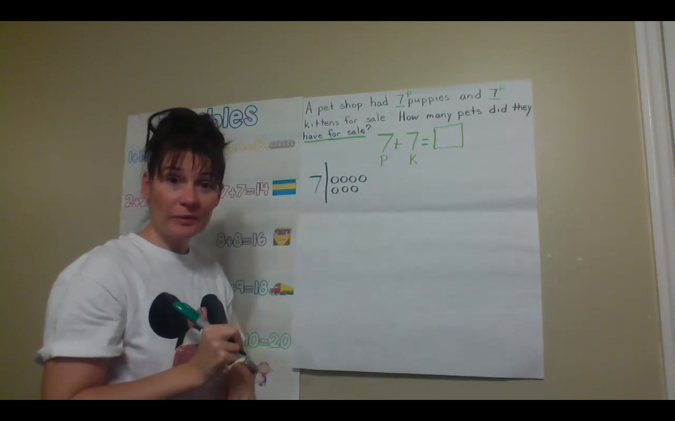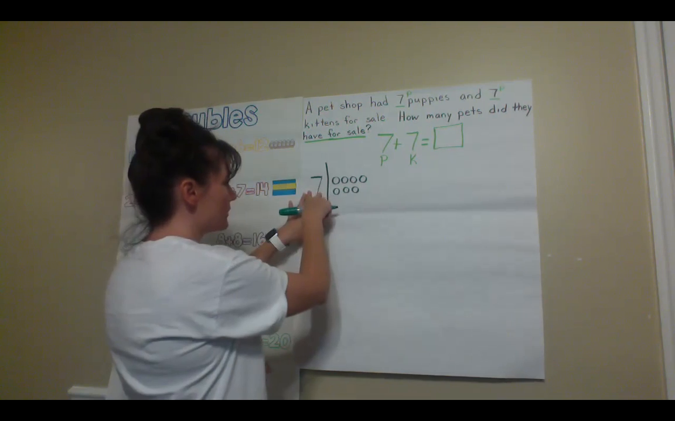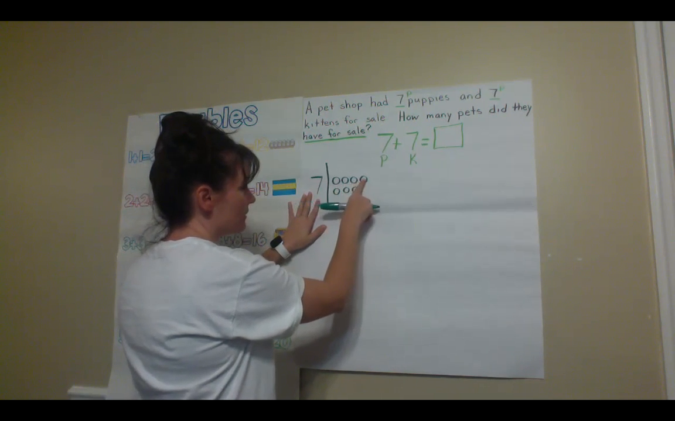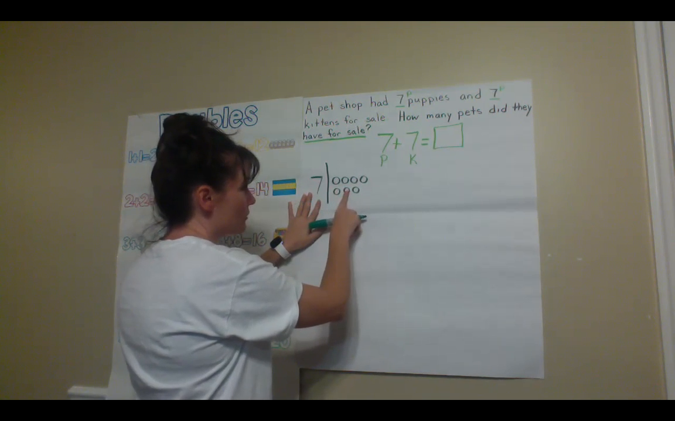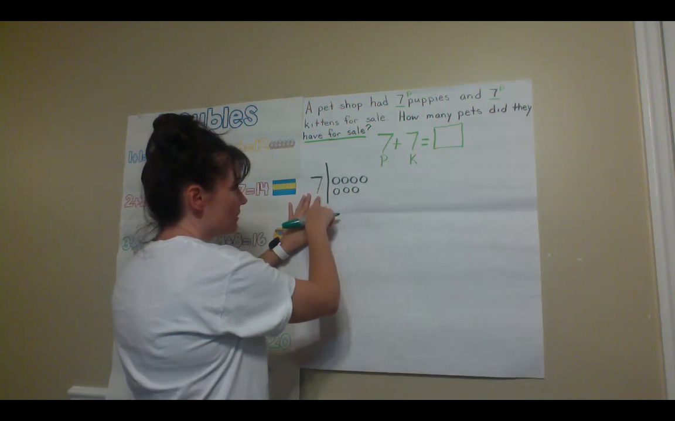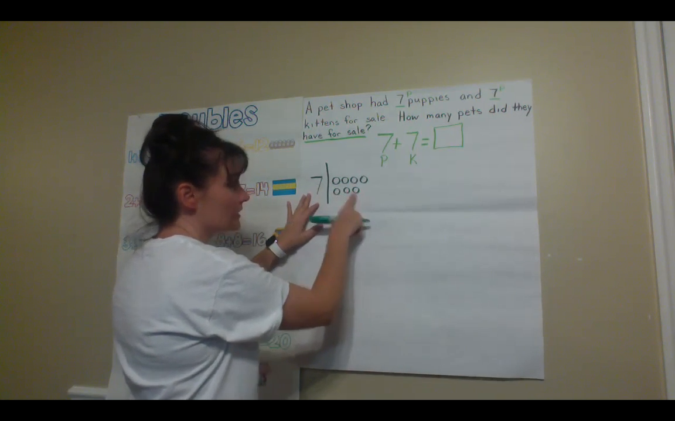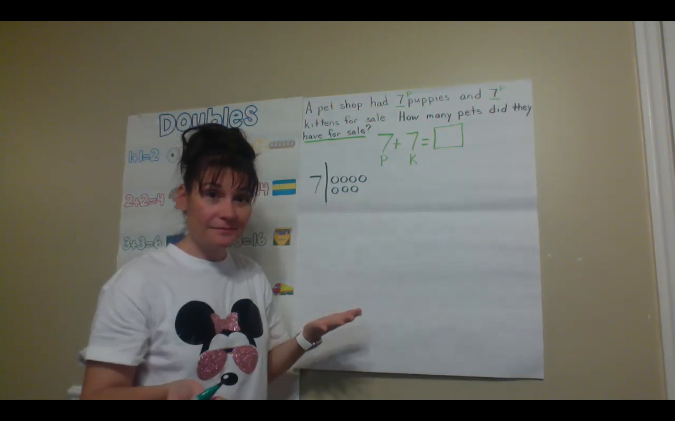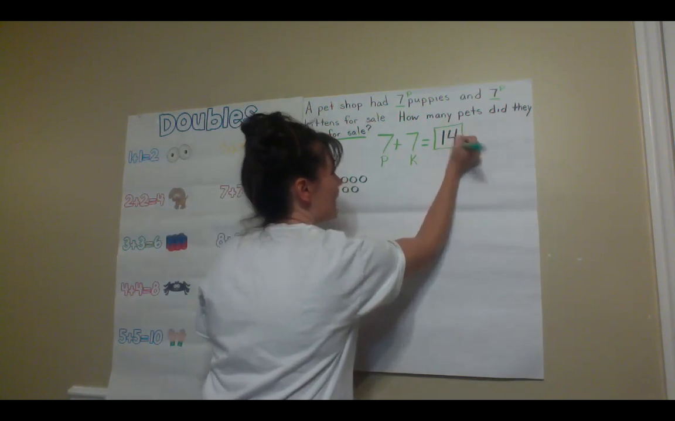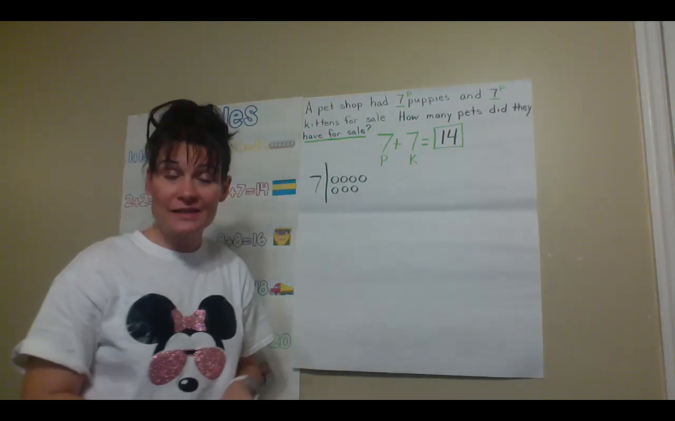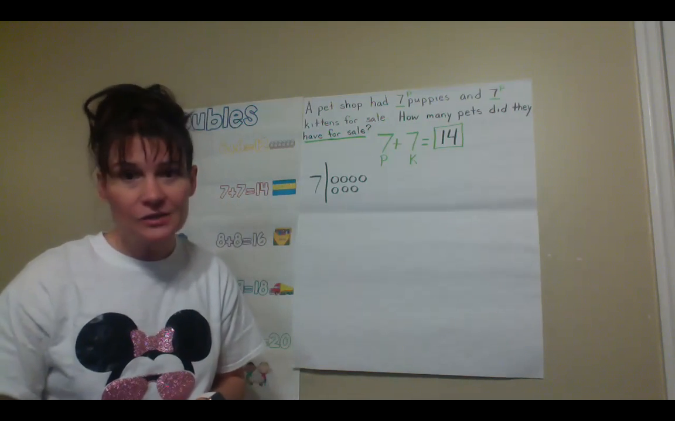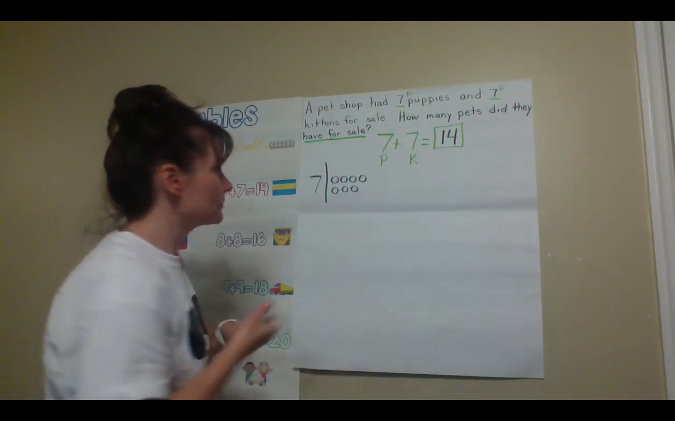Would you count on with me? 7, 8, 9, 10, 11, 12, 13, 14. So 7 and 7 more equals, that's right, it equals 14. And that is one of the doubles facts that we've learned. I saw many other strategies. Let's go ahead and check some of them out too.